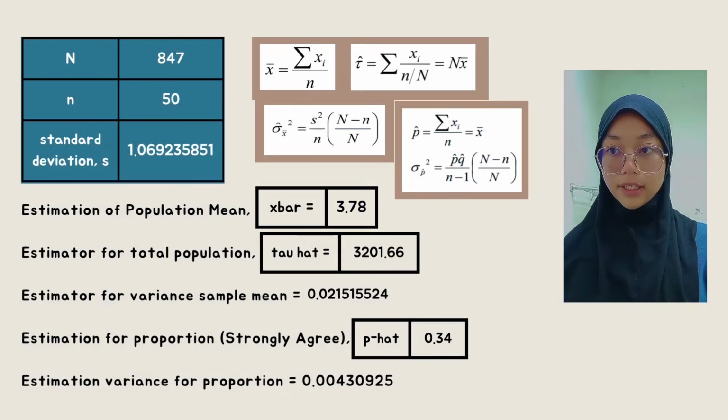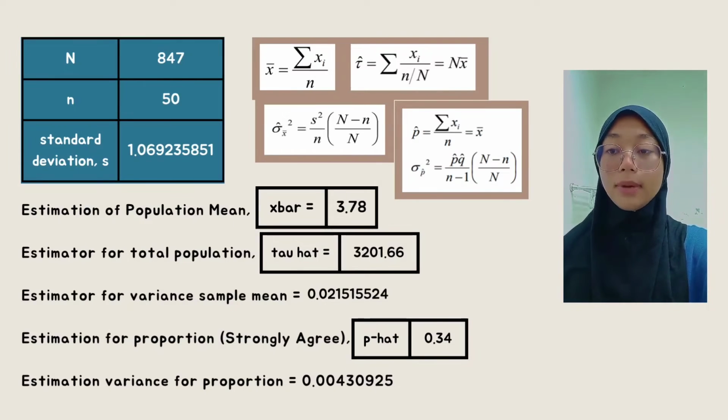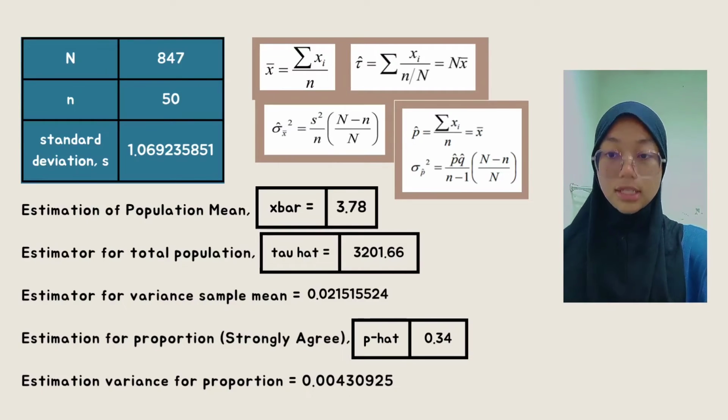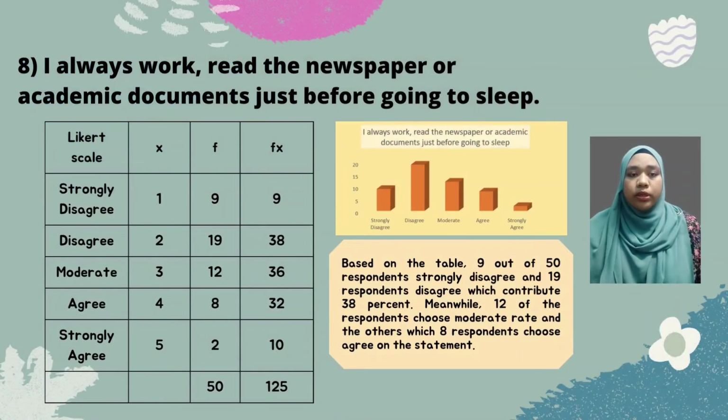The calculation for this part: the standard deviation we get is 1.06924, and then the estimation of population mean x bar is equal to 3.78, the estimator for total population tau hat is equal to 3201.66, the estimator for variance of the sample mean is equal to 0.02152. The estimator for proportion of strongly agree is p hat equal to 0.4. And last but not least, the estimation variance for proportion is equal to 0.0043.